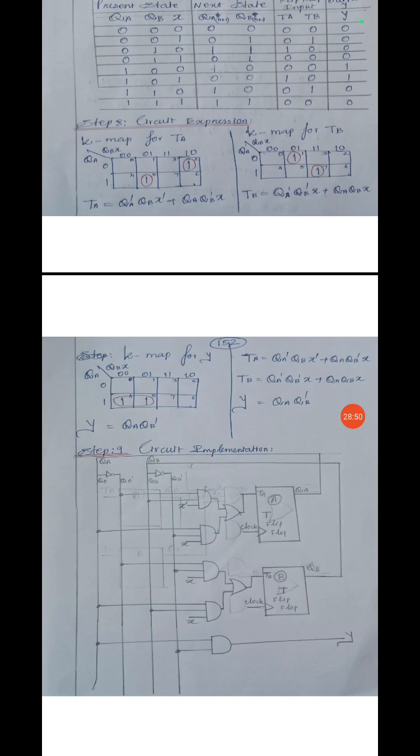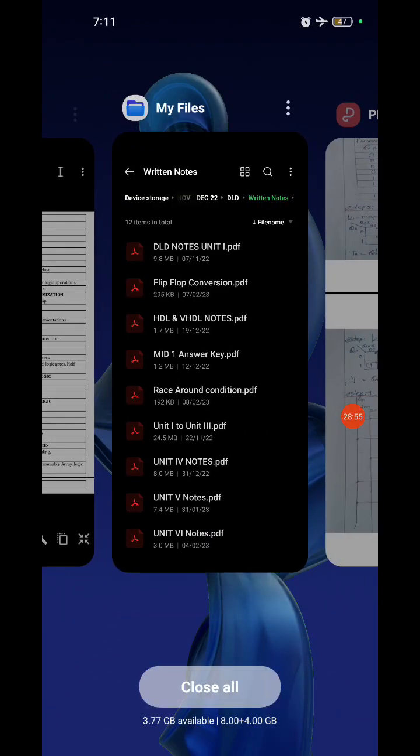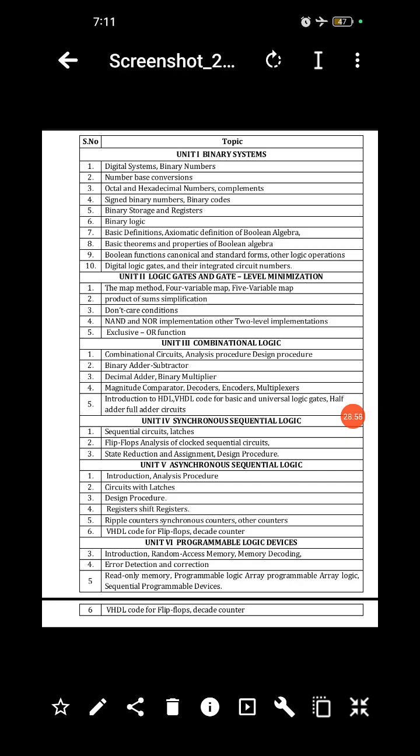So these are unit 3. Unit 3 is very simple. Then next we are going to move to unit 4. Sorry, now we have studied unit 4. Next, unit 5. Unit 5 is asynchronous sequential logic. It is also the same as unit 4. It has an analysis procedure, it has a design procedure.